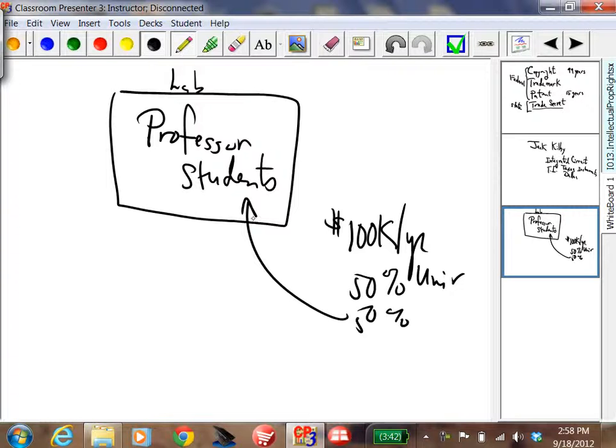Now, how much does the professor get? And how much do the students get? Let's say there's one professor and three students. All together, the four of them get 50%. How much does the professor get? How much do the students get?